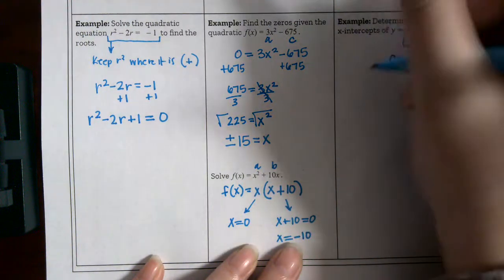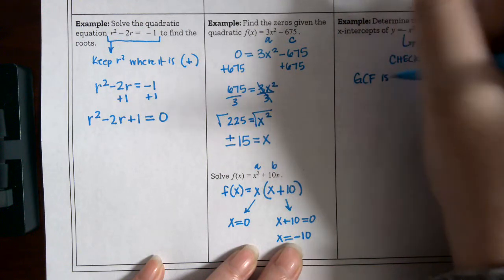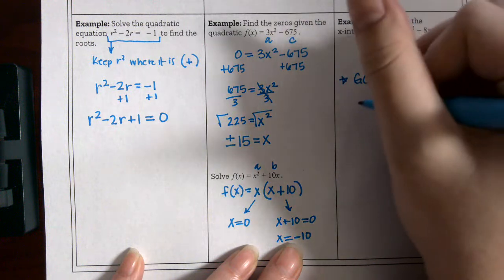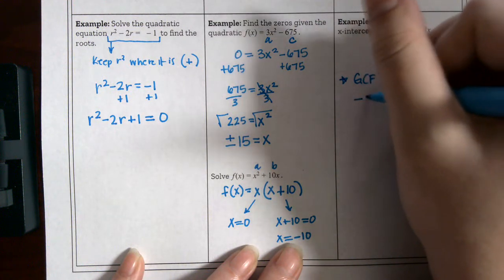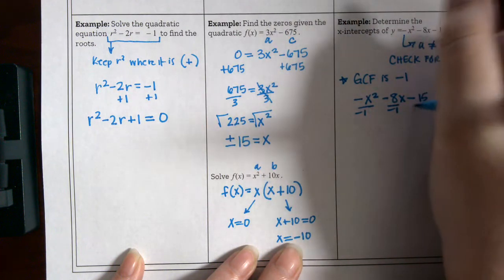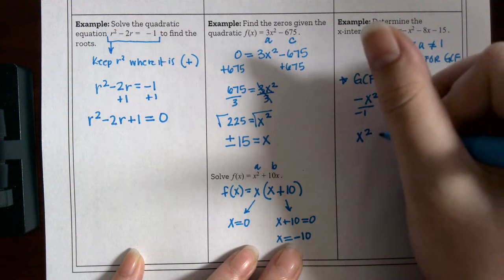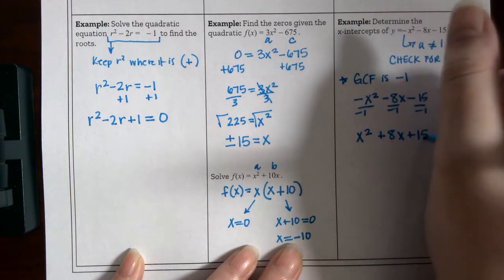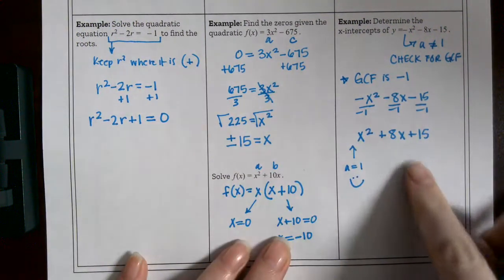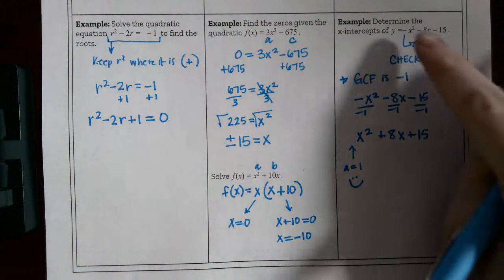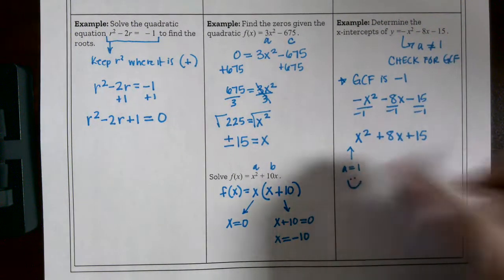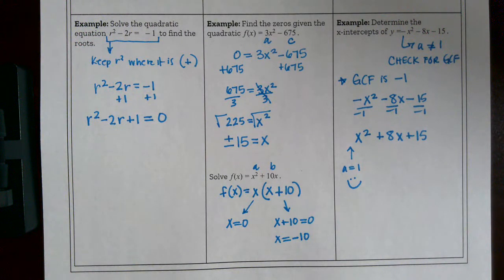So since we know our GCF is 1, or -1, sorry, we are going to divide everything by -1. Divide by -1, divide by -1, divide by -1. So I get x squared plus 8x plus 15. Now a equals 1, so we are happy, so we can start our process. So if your a value is not 1, you just have to do some extra little math to get it to be a is 1, and then you can do the same process of factoring.